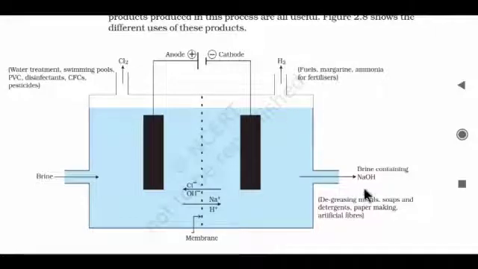And NaOH near the cathode, you have already learned. Uses of NaOH are degreasing metals, soap and detergents, paper making and artificial fibre. How can you recall this? Anode means plus sign and cathode means minus sign. Cl minus is deposited on the anode and H plus is deposited on the cathode. The plus side will have negative ions and the minus side will have positive ions, and NaOH will be formed near the cathode. That's why you can see NaOH on the outside here.